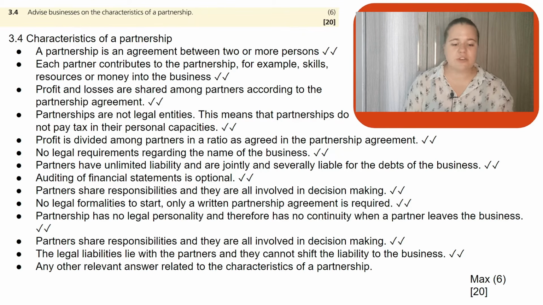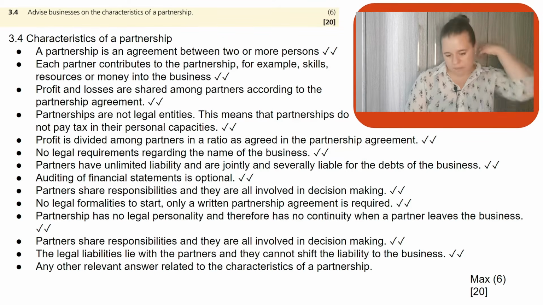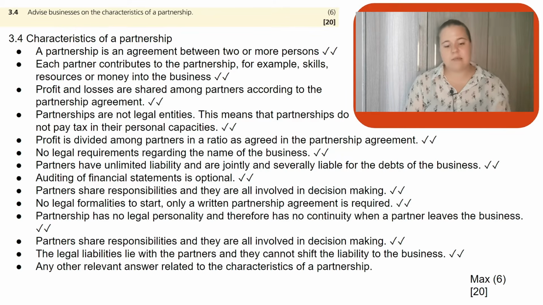A partnership is an agreement between 2 or more persons, 2 marks. And again, you see this one doesn't have split marks. Each partner contributes to the partnership. So for example, their skills, resources, or money. Profits or losses are shared amongst the partners according to the partnership agreement. They are not legal entities. This means that they do not pay tax in their personal capacities. Profit is divided amongst the partners in a ratio that is agreed in the partnership agreement. No legal requirements regarding the name.